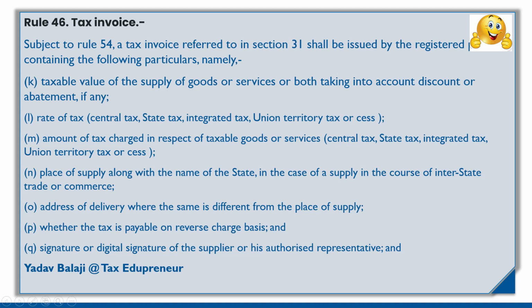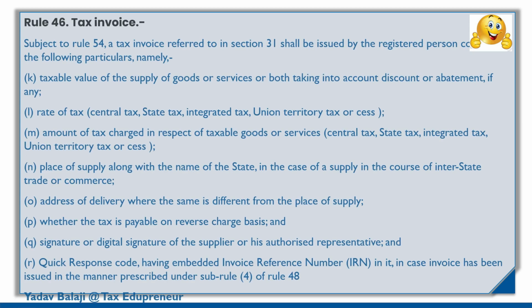Now finally, the signature or digital signature of the supplier or his authorized person should be there. And the QR code or IRN: if it is generating an e-invoice, then the IR number or the Quick Response code, QR code, as we call it. So these are the things that should be in each and every invoice. All these things need to be available. So I hope you noted down all the points.